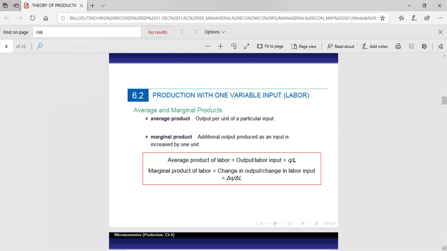For example, when you employ one more worker, you expect to produce extra output, isn't it? So that extra output you produce as a result of employing one more laborer or one more worker is what we call marginal product. We have seen that the average product of labor is the total product, which is Q, which is also the same as Q over labor. Marginal product of labor will be the change in total product over change in the labor, which is the same as change in Q divided by change in L.